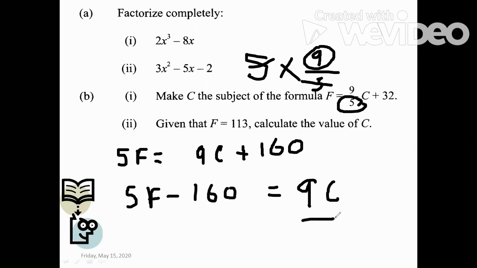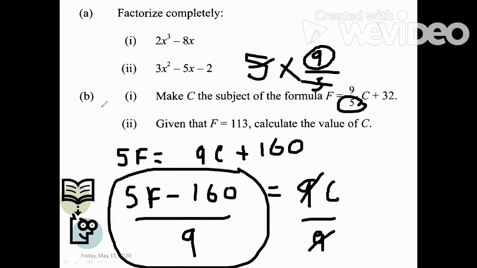Right, so we're also going to divide everything by 9. And this is our answer. C is equal to this. That's the answer for part 1.